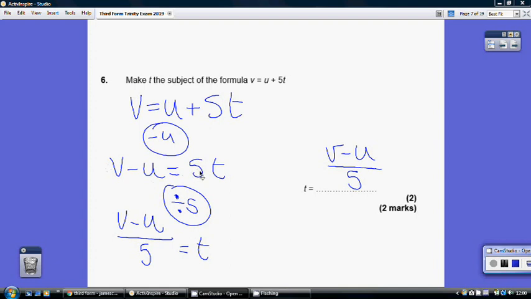Now all we've got to do in order to have t on its own is to undo this timesing by 5 by dividing by 5. To make it clear that it's the whole of the v minus u being divided by 5, the best way to set it out is to create a fraction. So it's v minus u all over 5. So t equals v minus u all over 5.